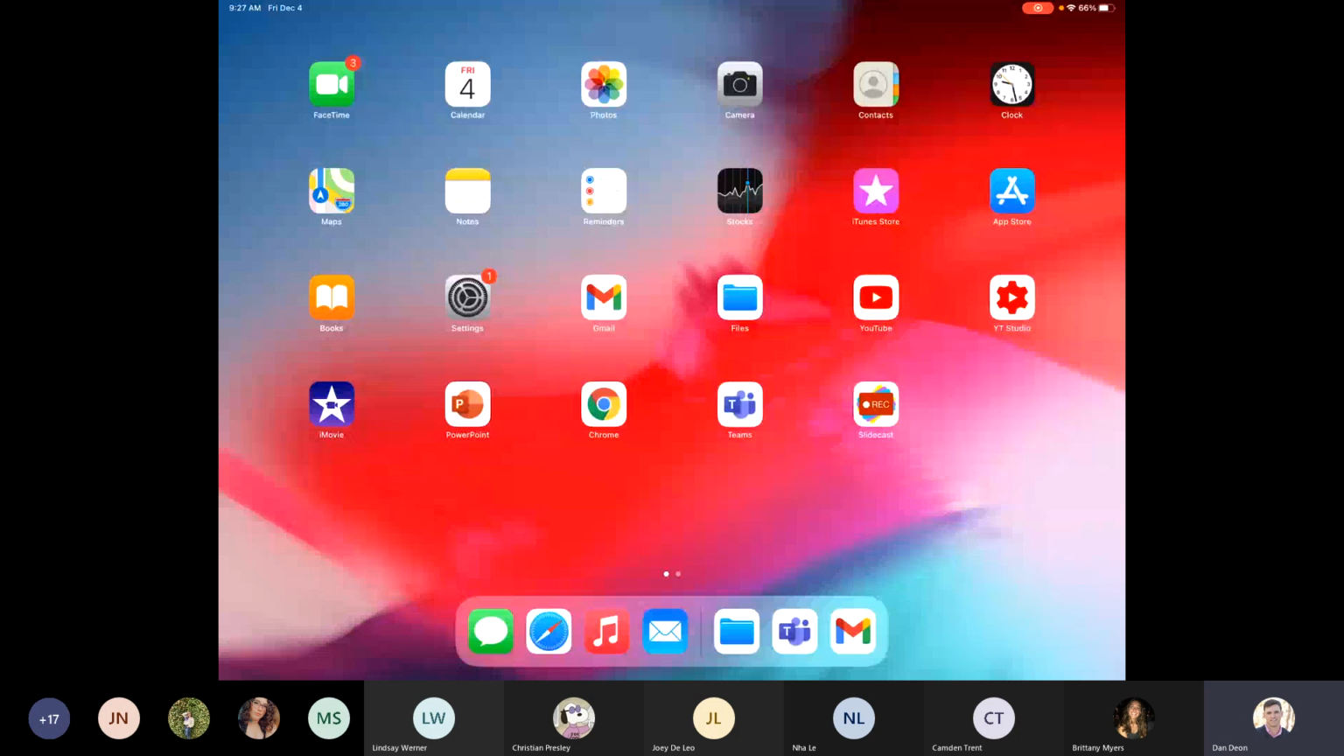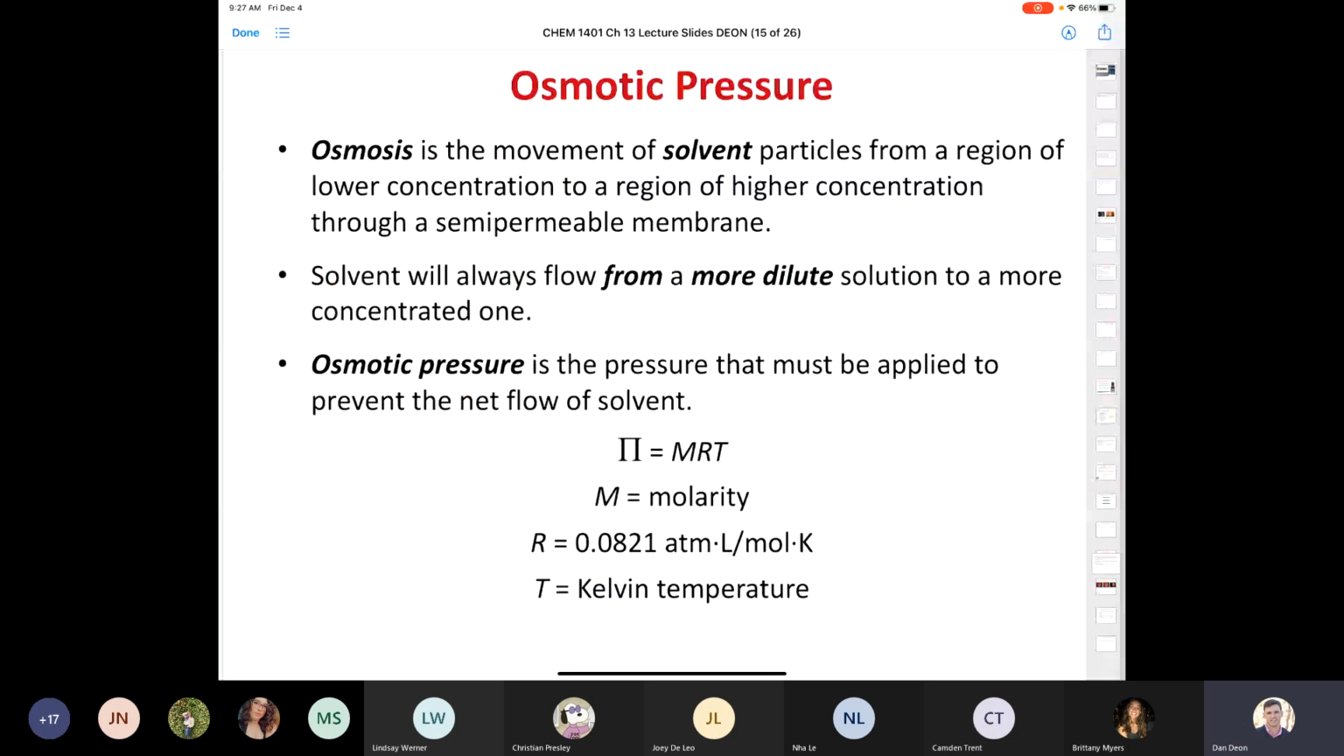Okay, can everybody see my screen that says osmotic pressure? I just want to double check before I start talking here. Great, thanks, Sierra. All right, perfect.